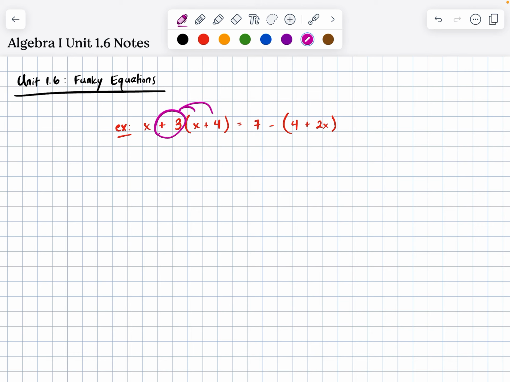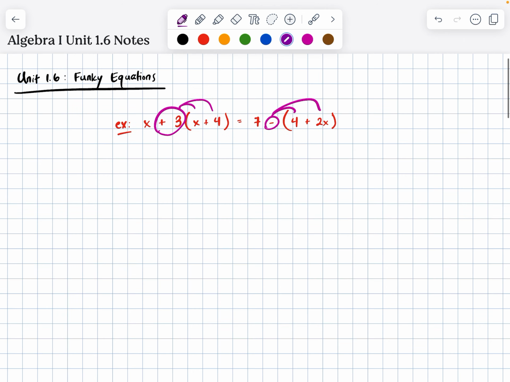So here I've got a plus 3 on the outside. On the second pair, it looks like the 7 might be there, but don't fall into the trap. It's not the 7, but the negative sign that's immediately outside of those parentheses. Cool. So I've got x plus 3, parentheses x plus 4. Well, the x stays, give my 3 to both the x and the 4. Then I've got 7. Distribute my minus signs, so then I get negative 4 minus 2x.